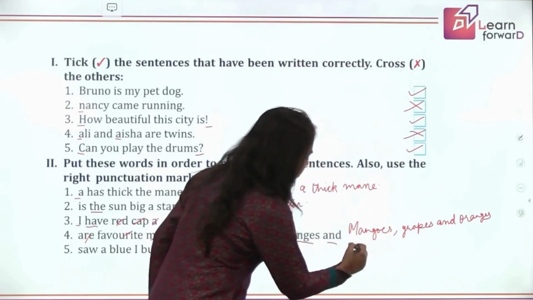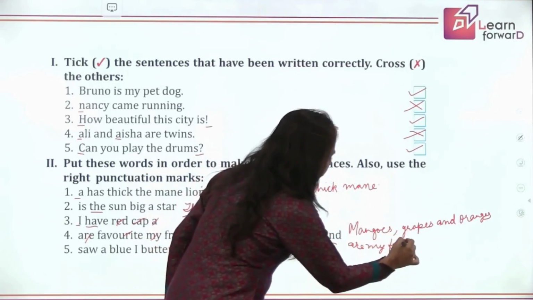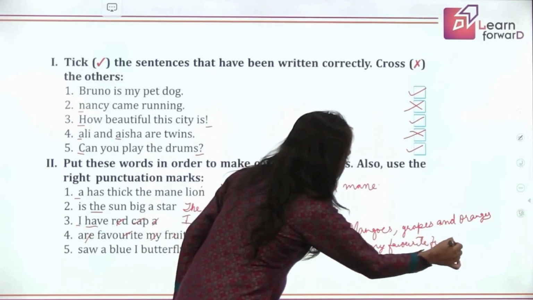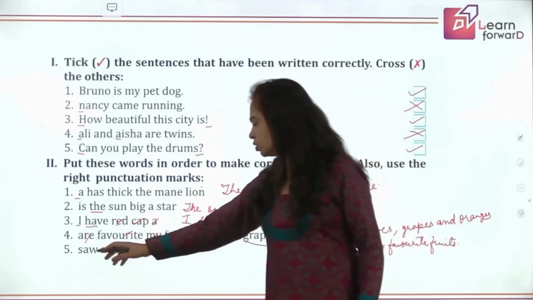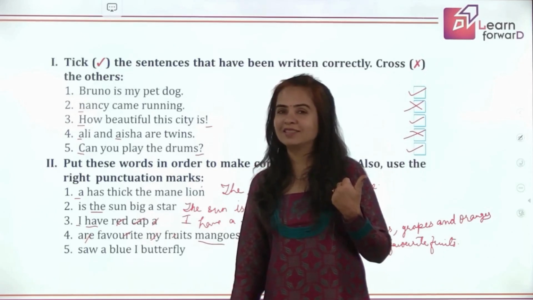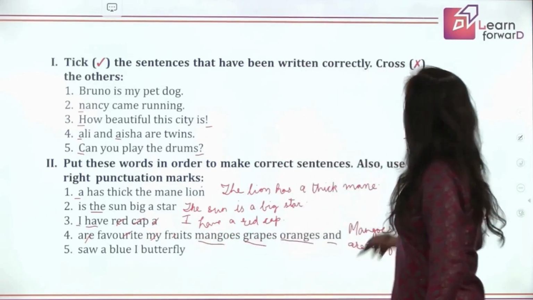So I'll write here: are my favorite fruits. Right? Good. So you have understood this. Saw a blue-eye butterfly. Can you do it yourself? Should I leave it? Okay, that's good. So this one you try on yourself.